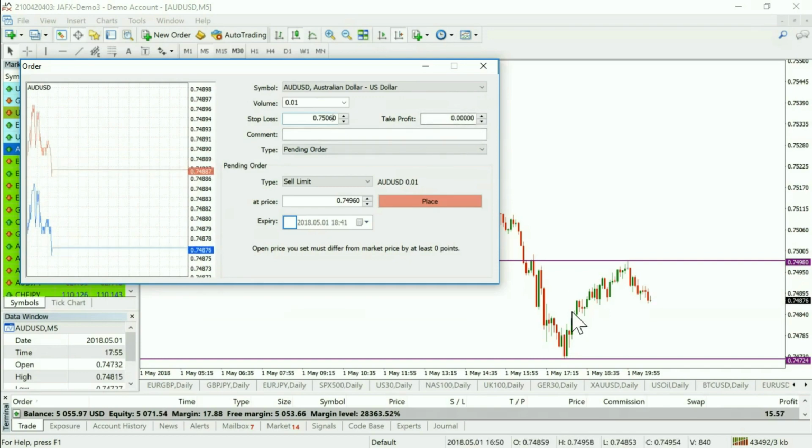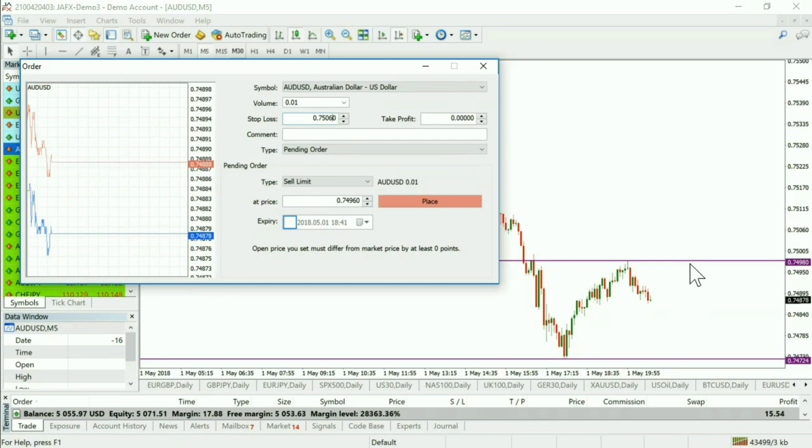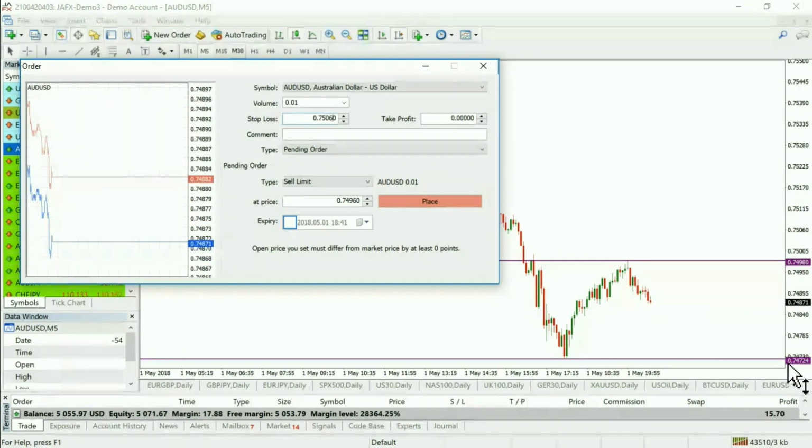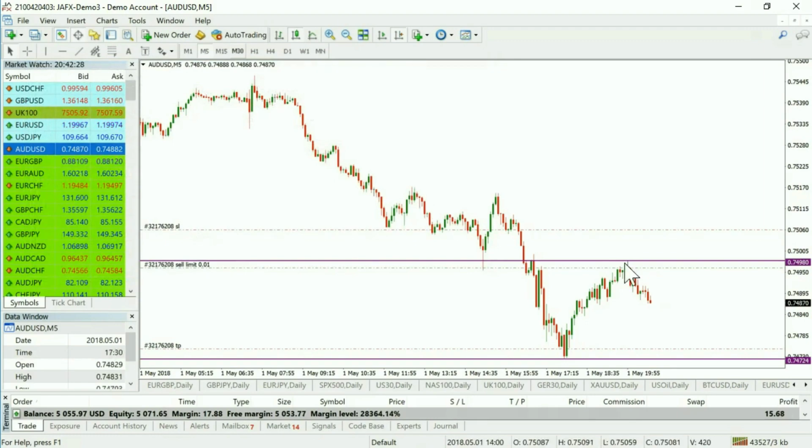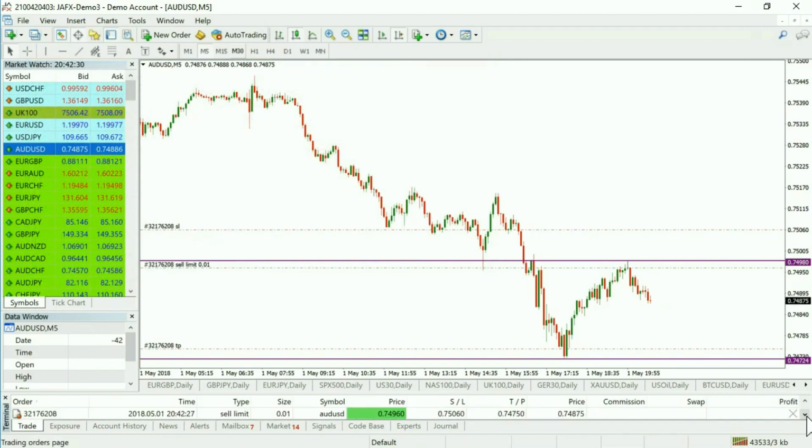And this time we want to get into this market just below the 74.96, but we actually want to capitalize on some profit at these lows. So we're going to say 74.75 can be our take profit. So not as much profit. We're not looking for as much profit on this trade. And once you've checked your trade, just go ahead and place that trade up on screen.